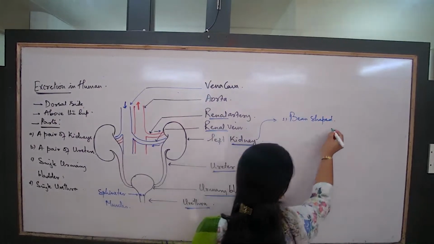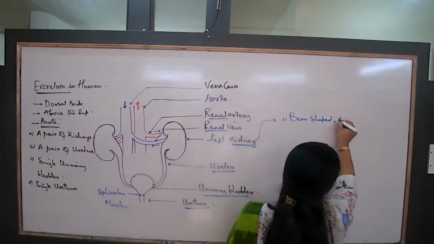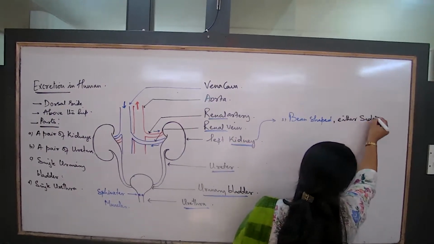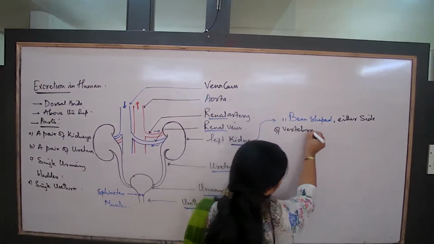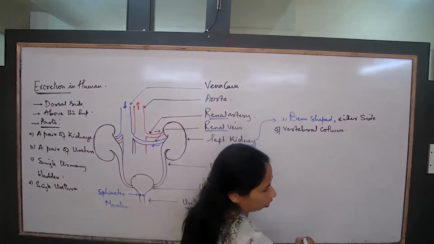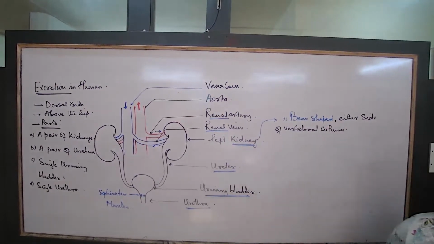What is the location? It is placed on either side of the vertebral column. What is the other word for the vertebral column?